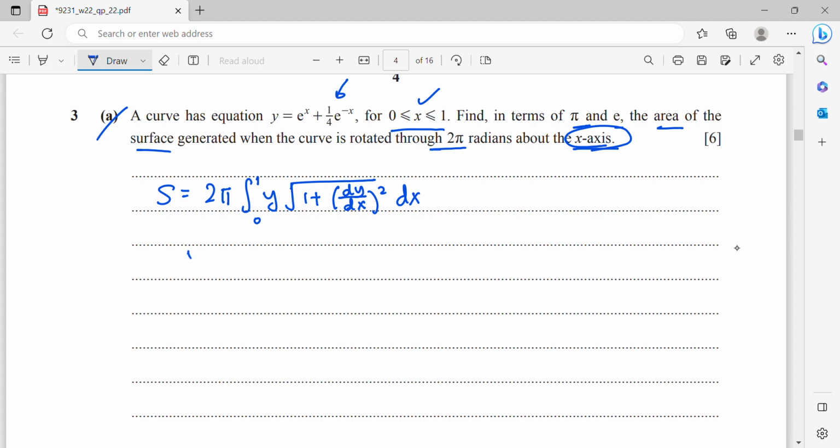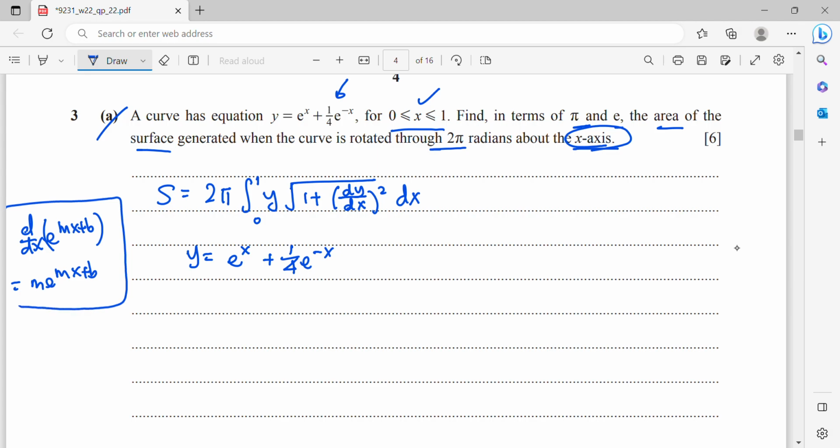All right. So I will start with y equals e^x plus 1/4 e^(-x). When you need to differentiate e^(mx+b), the formula is basically m e^(mx+b). So this is the formula that I'm going to use to differentiate y. Now dy/dx: differentiate e^x, you will get back e^x, because when you differentiate x, this is basically 1. Same for the next term, plus 1/4 e^(-x), it will be negative 1/4 e^(-x).